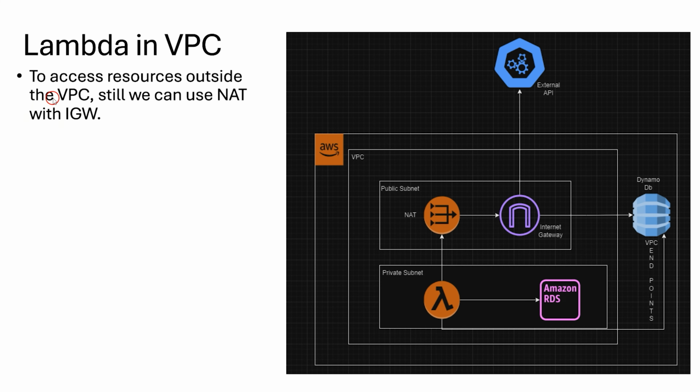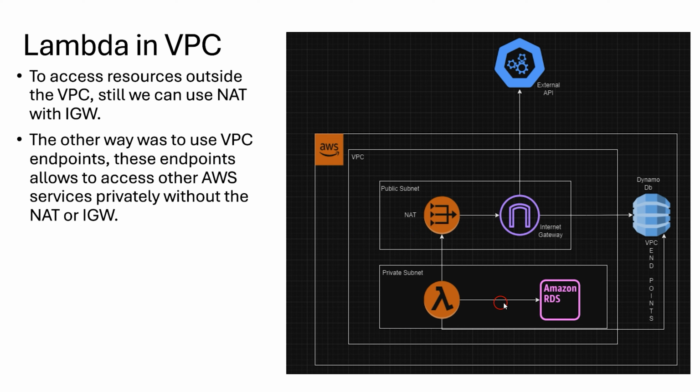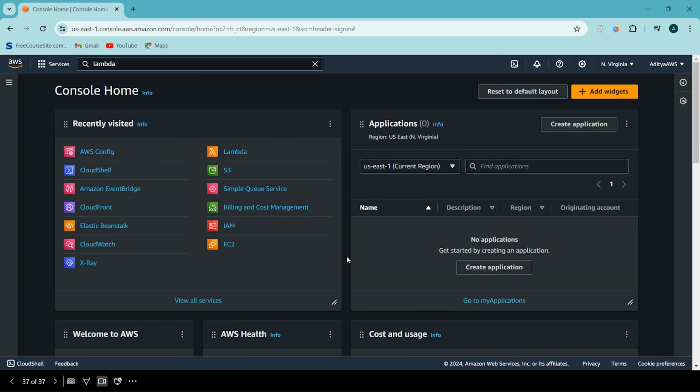To access resources outside the VPC, we can still use NAT with an internet gateway. But the other way is to use VPC endpoints. So by using these VPC endpoints, we can access other AWS resources privately without using this NAT gateway or internet gateway. I hope you understand the concept. Okay, so we will move into the hands-on part. Until now, we have seen the theory part: how to create a Lambda within a VPC, how to access resources which are outside the VPC, and also how to access resources inside the VPC, right?